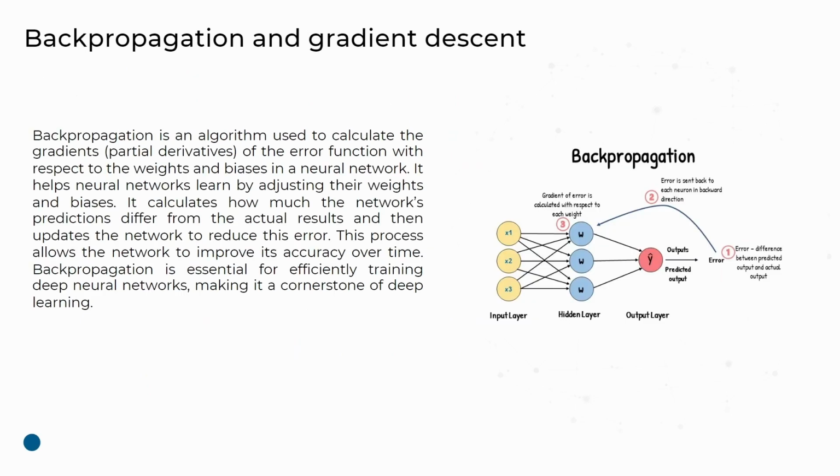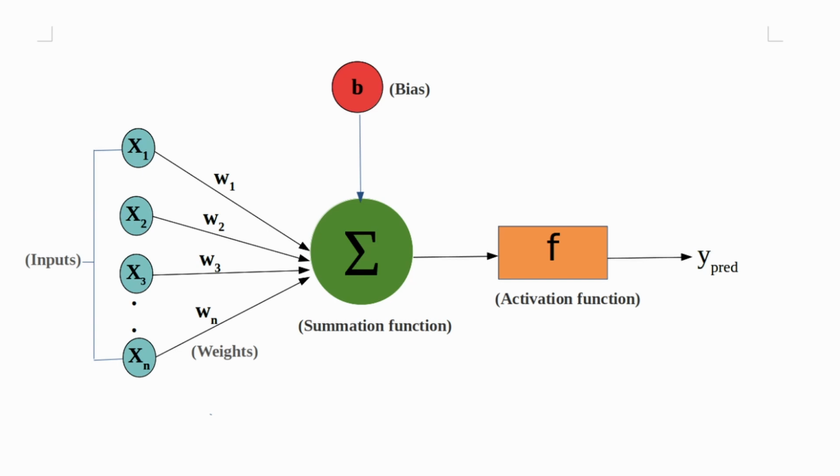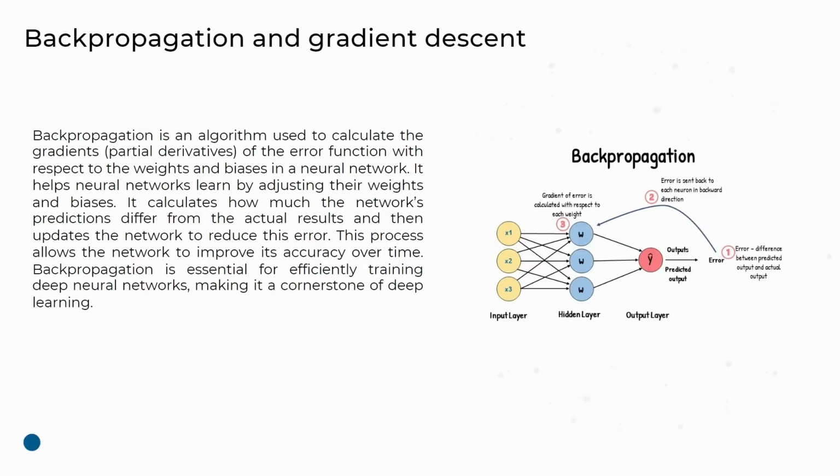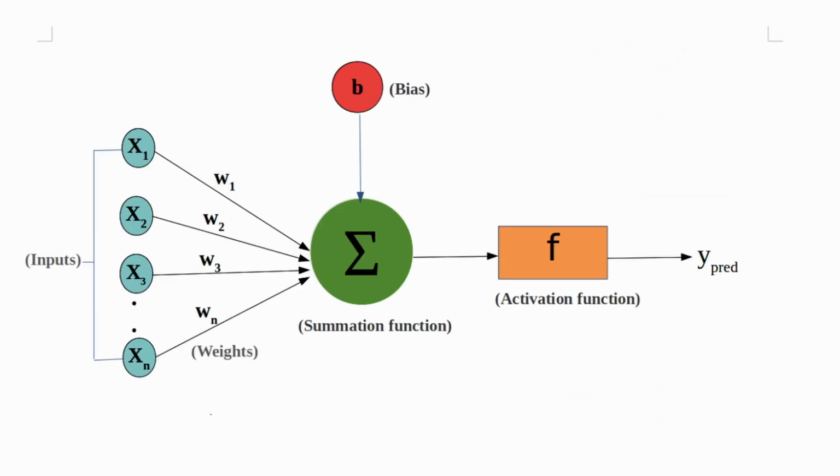So for how learning and training happen, two main terms are there: backpropagation and gradient descent. Backpropagation is an algorithm that helps neural networks learn by adjusting their weights and biases. It calculates how much the network's prediction differs from the actual result and then updates the network to reduce this error. As we can see, initially it will predict something, compare itself with the actual output, and based on that calculate the loss function. Each neuron in the hidden layers has weights and biases, and we adjust those according to the loss calculated from the predicted and actual data.